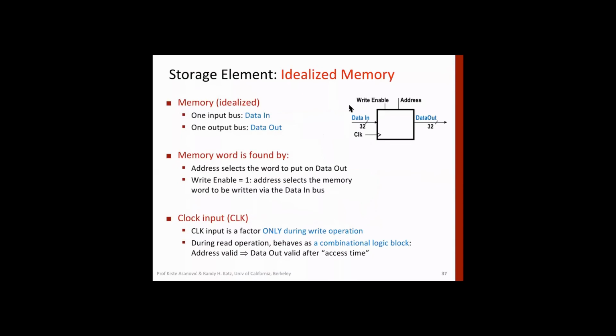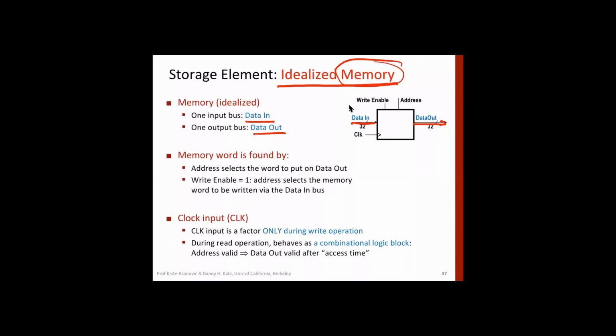Okay, so now here we will consider ideal memory. What is the property of ideal memory? There is a data in port and a data output port. Remember that we are not discussing a regular memory here. Let's assume it's a RAM, not really any other memory. So there is a data in and data out.